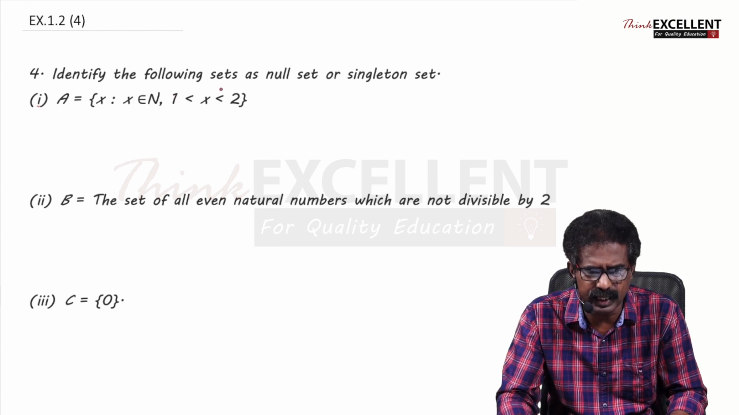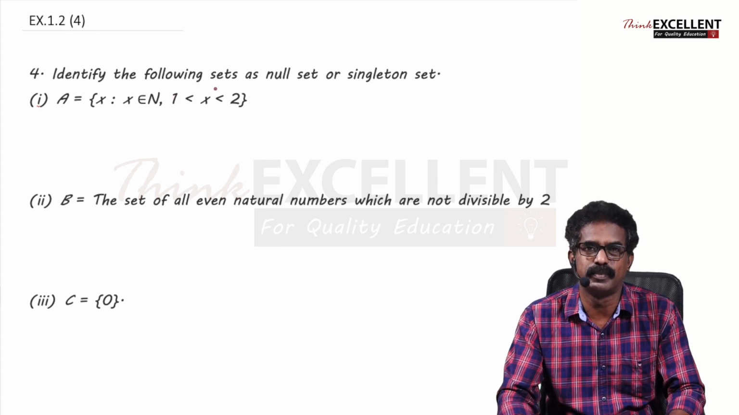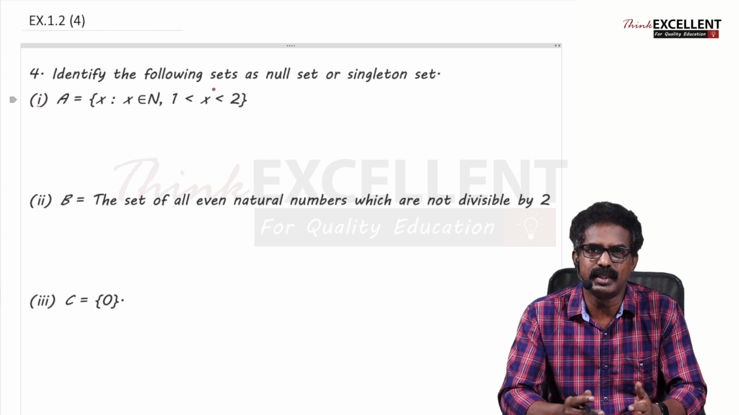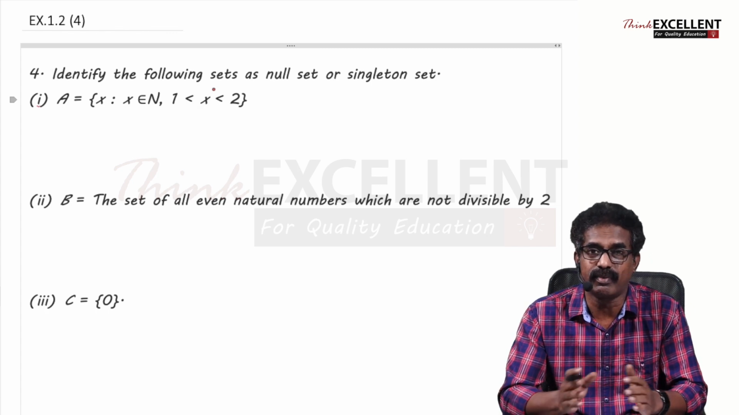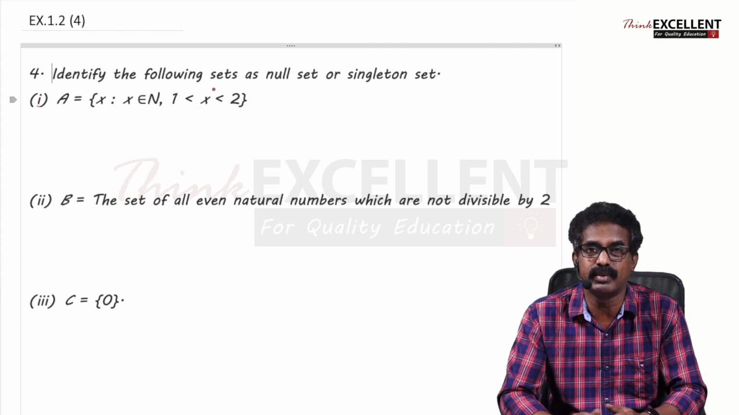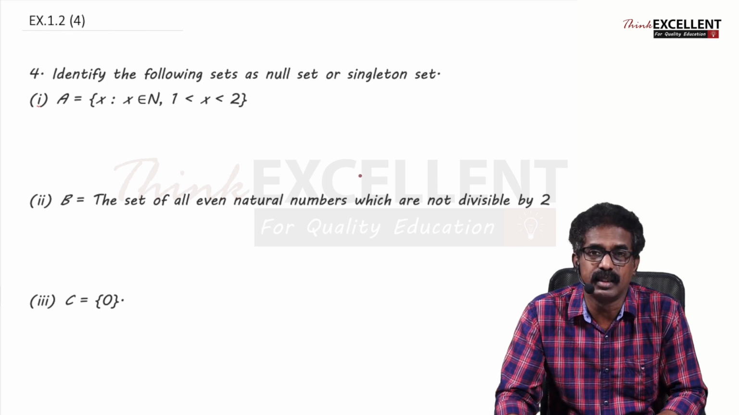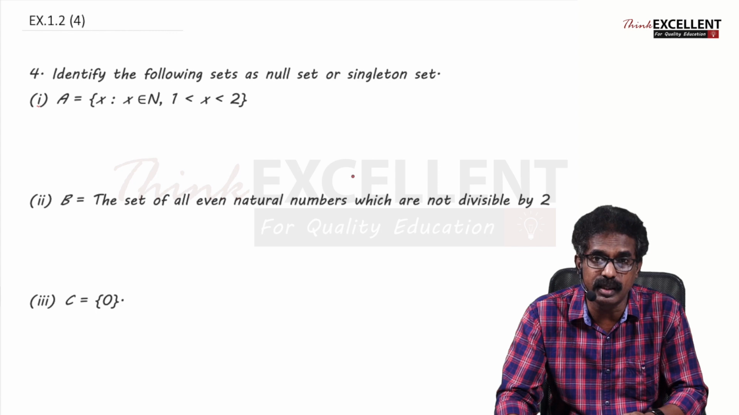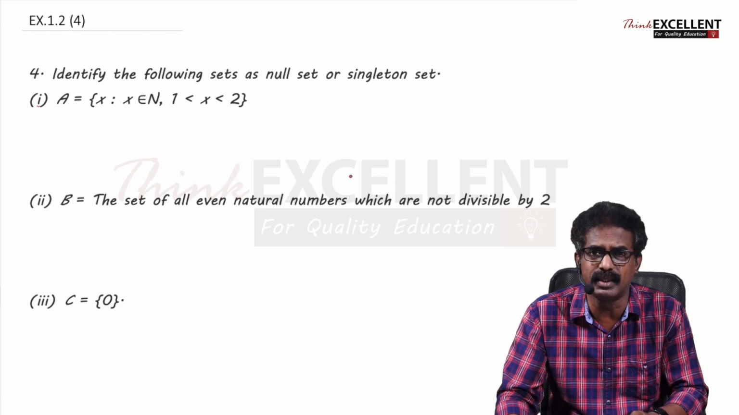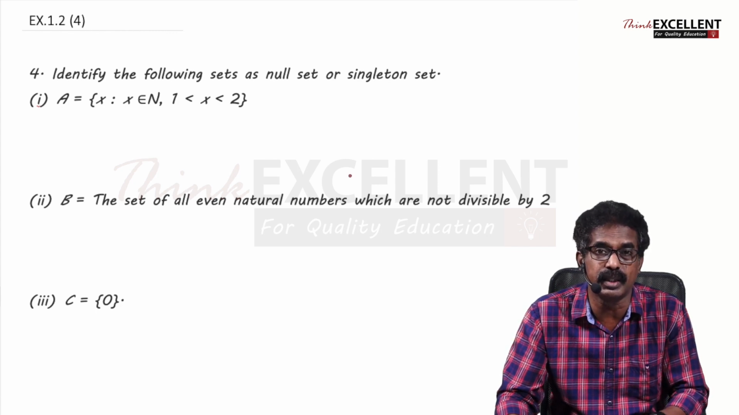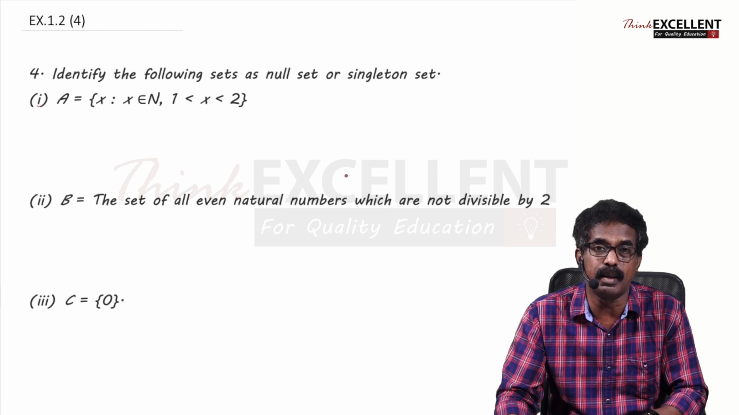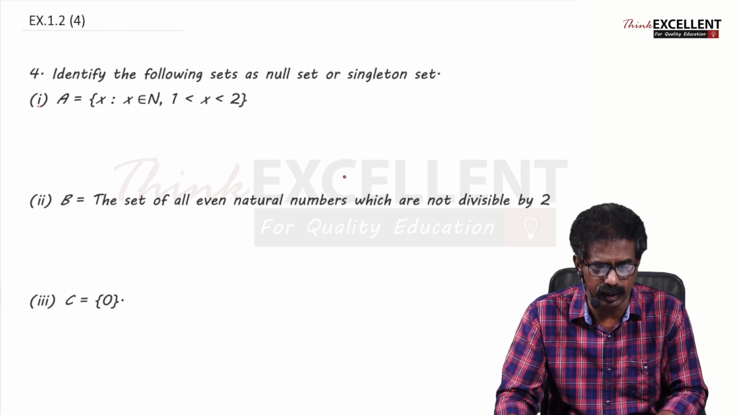Identify the following sets as null set or singleton set. So some sets are given. Earlier we checked whether they are equal or equivalent, finite or infinite. Now we have to check whether the set is a null set or a singleton set. A null set, or empty set, or void set, has no elements. The number of elements is 0, the cardinal number is 0. For a singleton set, the cardinal number is 1, the number of elements is 1.